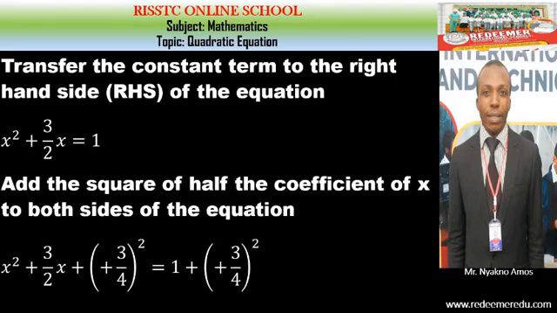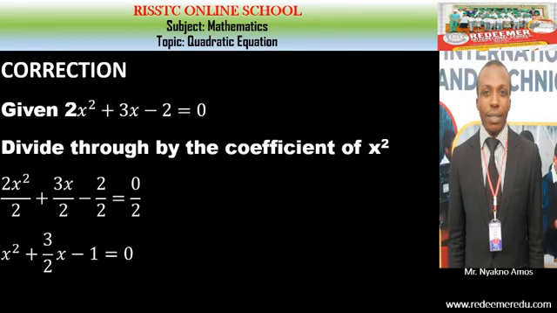Now over to the next step. Transfer the constant term to the right hand side of the equation. Here the constant term that remains, what is it? Minus 1.